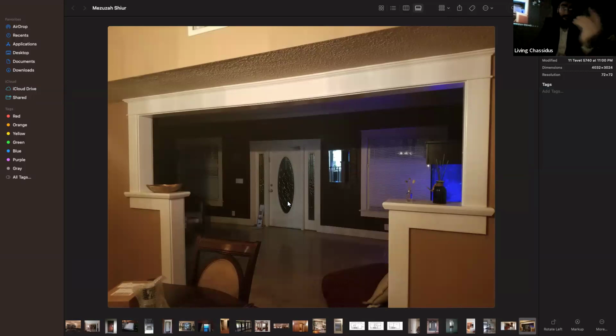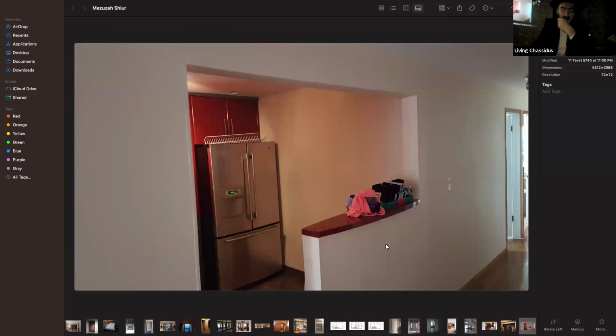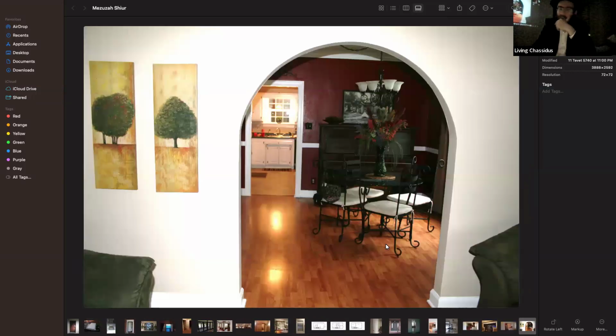Over here, yeah, you need a mezuzah. Over here, you need a mezuzah. Right here. Also here. Also over here. Over here also. Over here, where do you put a mezuzah? Who knows?